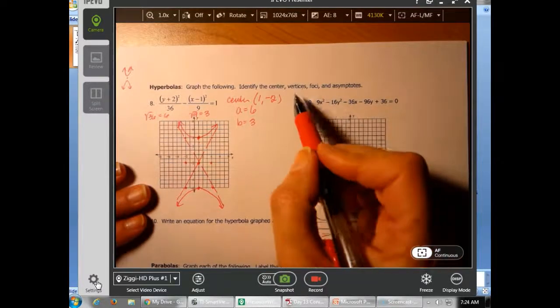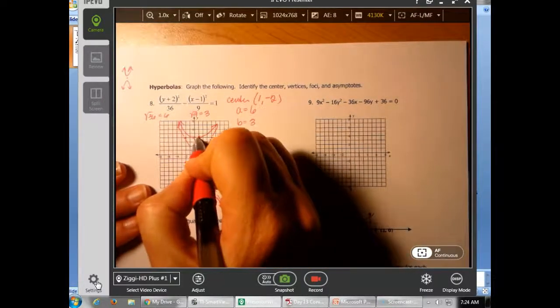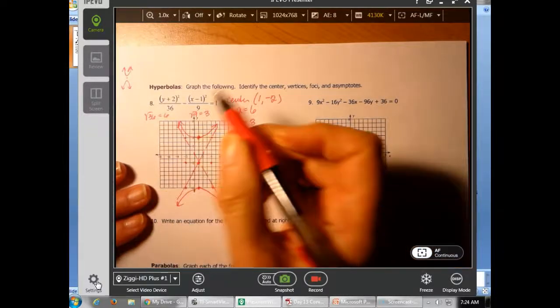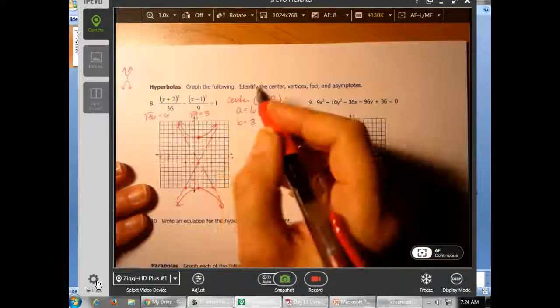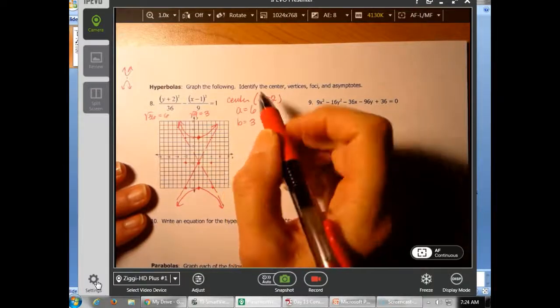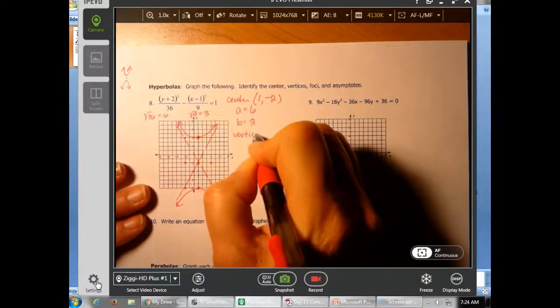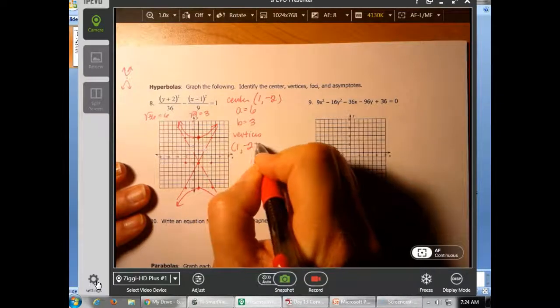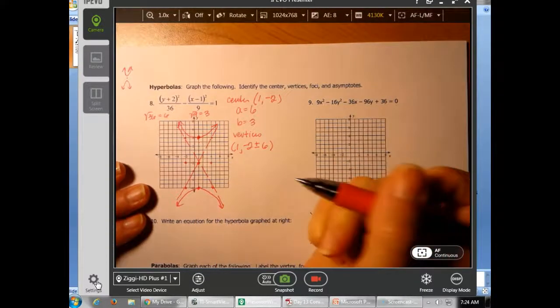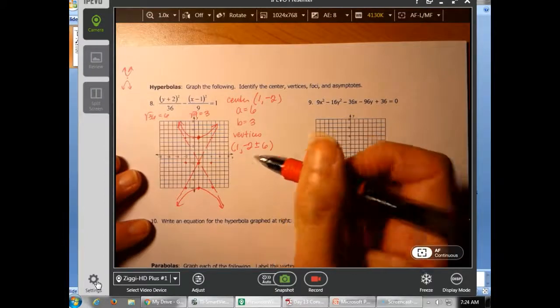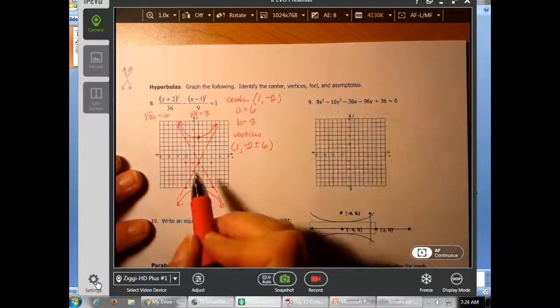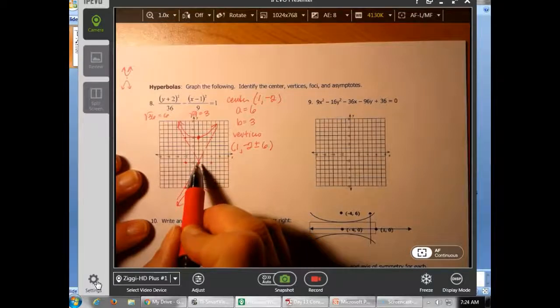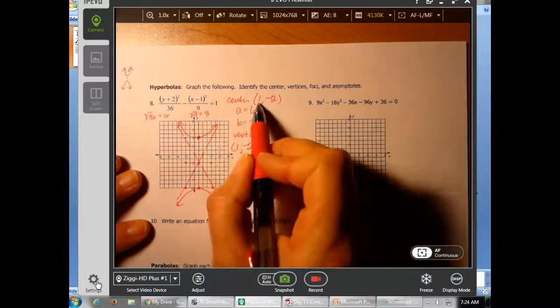And we need to find our vertices. So remember, the vertices are where your curve actually extends. That's when I went up 6. So I'm going to take my center, 1, -2, and for the -2, I'm going to go up and down the value of 6. Okay, and I don't need to find the co-vertices on these. These are not as important, but if I did, I'd just be adding to this 1. I would add 3 and subtract 3.